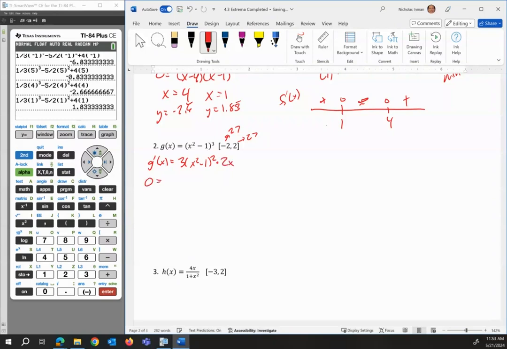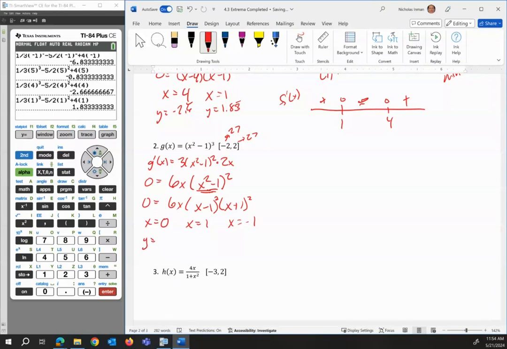All right, we then want to set that equal to 0. 3 times 2 would be 6x times x squared minus 1 squared. Well, to solve this one, really I need to look at this inside part, and it does, in fact, factor. That is a difference of squares. We see how we're squaring this, so then I have to square both of those two factors. So our critical values would be x equals 0, x equals 1, and x equals -1.